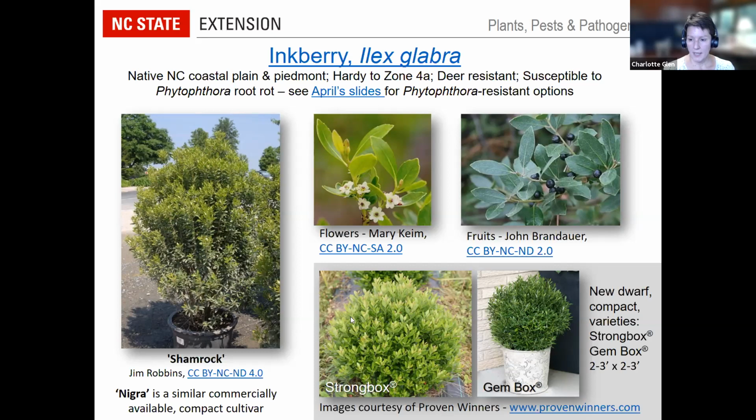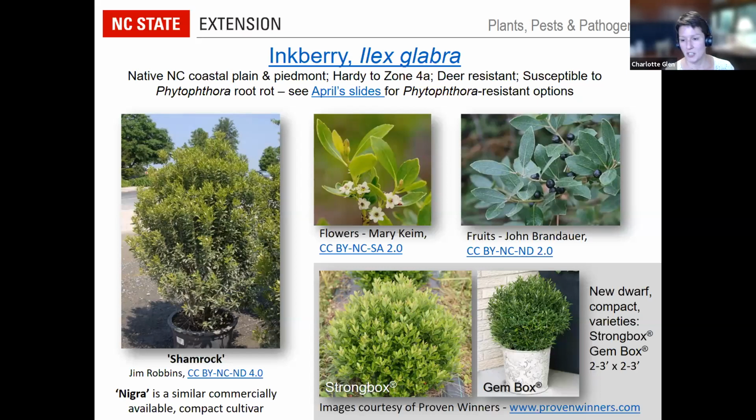And I just found out about these two new cultivars. I have not seen them myself. I was just reading about them over the weekend, and they sound really interesting, so it would be worthwhile checking out. They are very compact dwarf varieties, introduced by Proven Winners. There's one named Strong Box and one named Jim Box. So it's a little confusing. They aren't boxwoods, they are inkberries, but they've been given these names with box in the name. And they are reported to grow only about 2 to 3 feet by 2 to 3 feet.